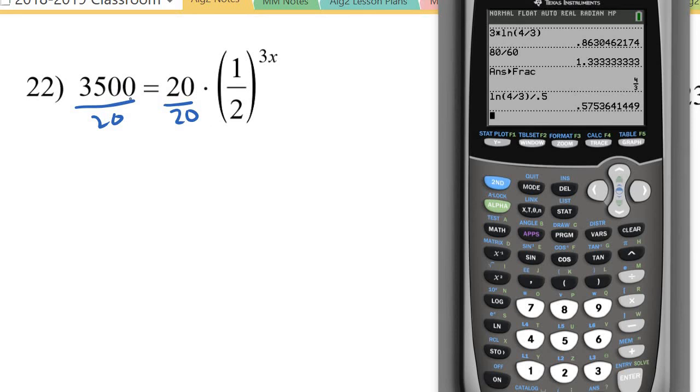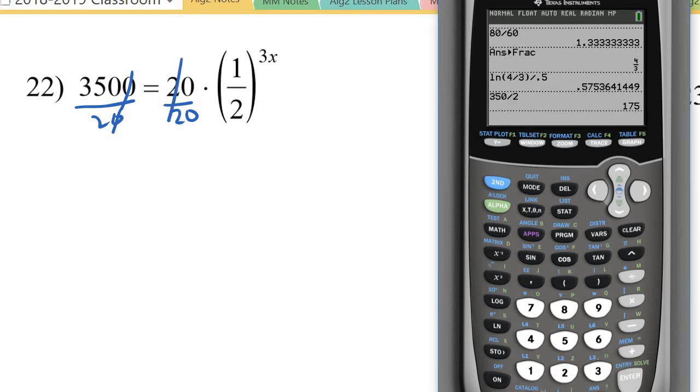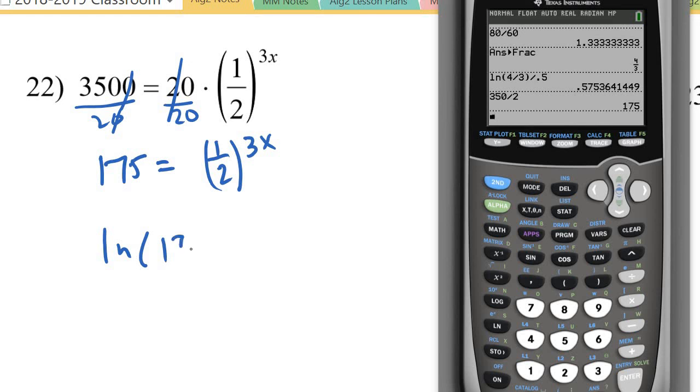And then when you divide 350 by 20, I already cancelled one of the zeros, so 350 divided by 2 will give you 175. So this is 175 equals 1/2 to the power of 3x. Okay, so now we're ready to take ln on both sides. Let's do it on a separate line. Ln 175 equals ln of 1/2 to the power of 3x.